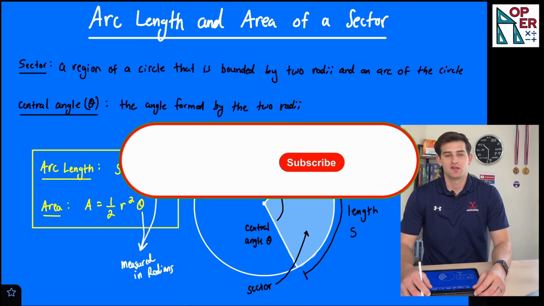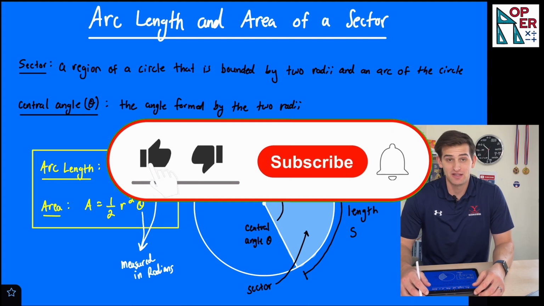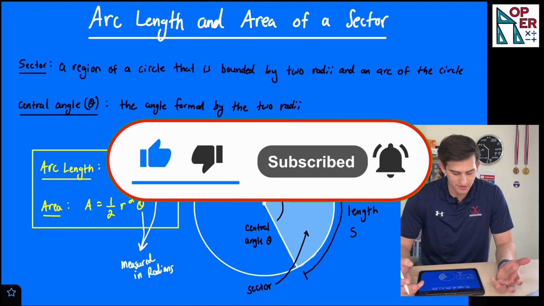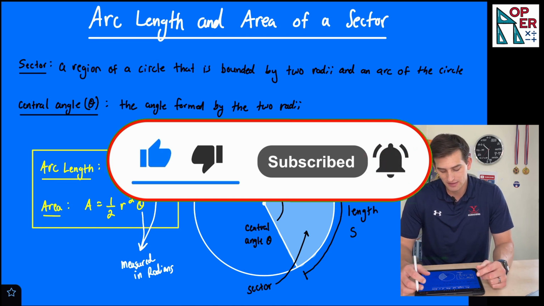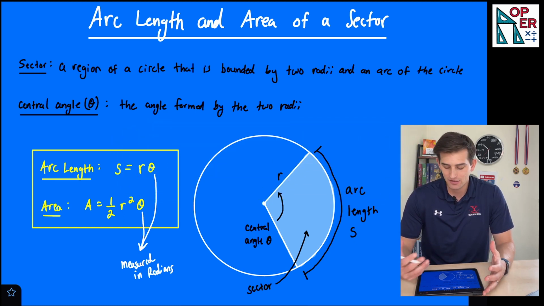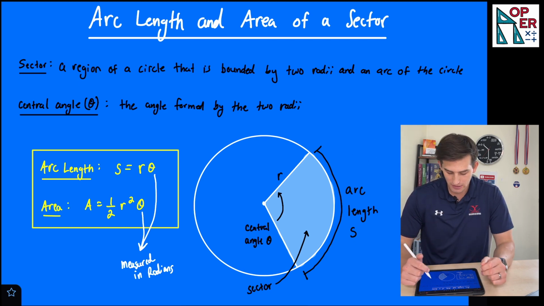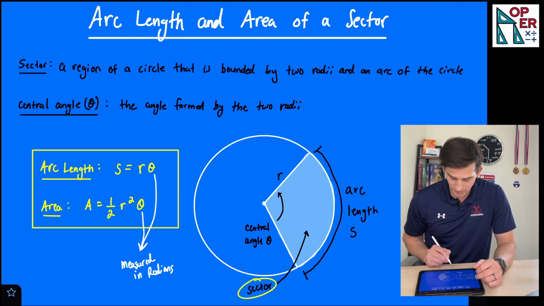Hello everyone, in this video I want to talk about arc length and area of a sector. So just a couple definitions as we begin the video. First of all, what is a sector? It is just a region of a circle that is bounded by two radii and an arc of the circle. So if we see in our diagram down here, the shaded part is our sector. We see that right here.